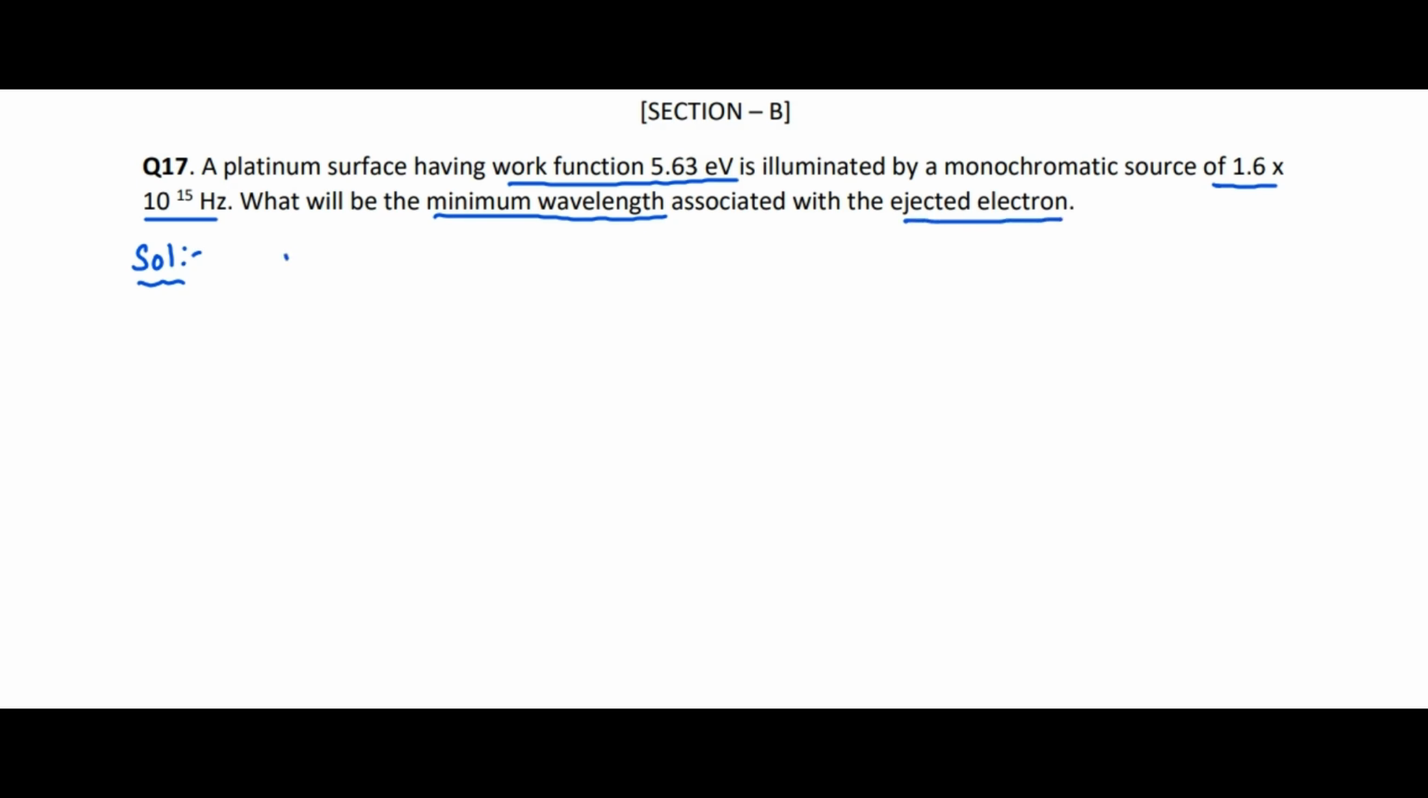Here the given data: work function is equal to 5.63 electron volt, that is equal to 5.63 into 1.6 into 10 power minus 19 joule in terms of SI system, and the given frequency is 1.6 into 10 power 15 Hz. We need to calculate the minimum wavelength of ejected electron.